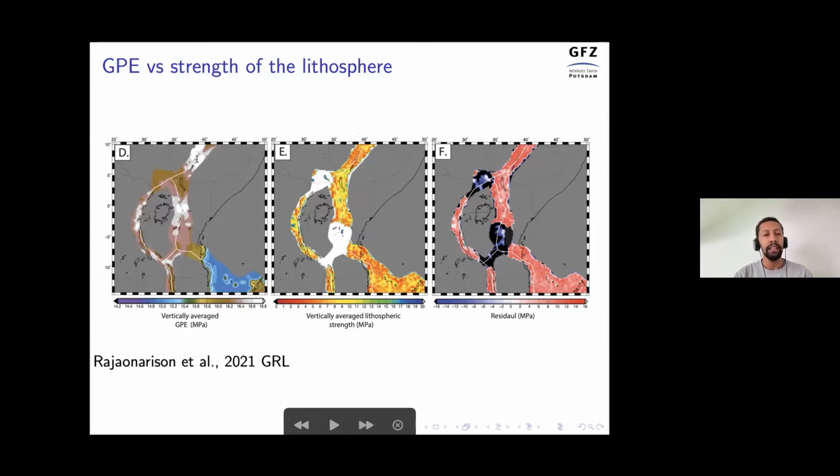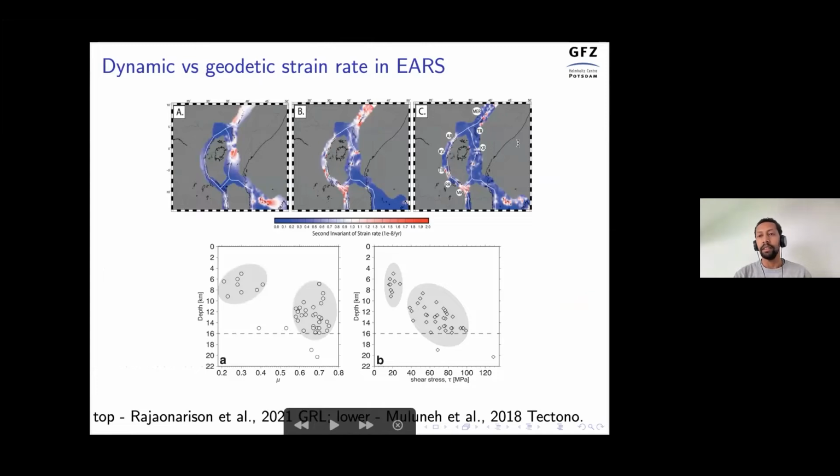One of the most interesting studies was recently published by a group of scientists from the US, and they show that the gravitational potential energy in the main Ethiopian Rift here is much higher than the vertically averaged lithospheric strength, because it's already shown here that the residual is very high. So the vertically averaged gravitational potential energy stress is higher than the strength. So this explains the observed deformation in the main Ethiopian Rift. But the problem is when they compare their results, the dynamic strain rate with the geodetic strain rate, they see a mismatch. So it doesn't explain the observed seismicity.